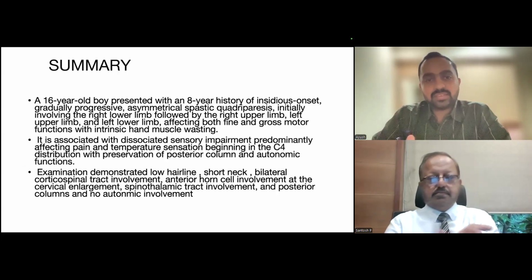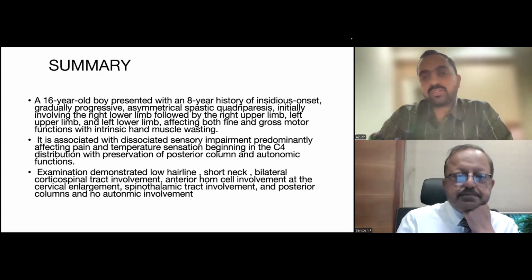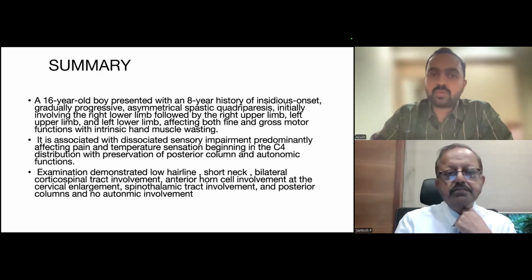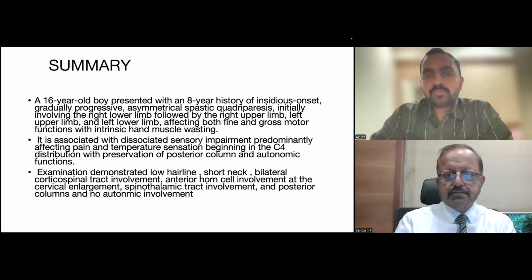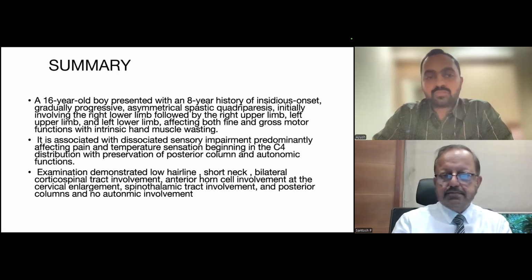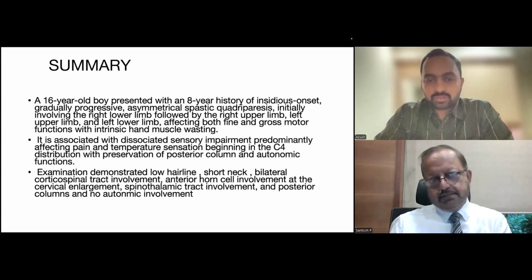So to summarize, a 16-year-old boy presents with an 8-year history of insidious onset, gradual, progressive, asymmetrical spastic quadriparesis, initially involving the right lower limb, followed by the right upper limb, left upper limb, and left lower limb, affecting both fine and gross motor functions with intrinsic hand muscle wasting, associated with dissociated sensory impairment, predominantly affecting pain and temperature sensation, beginning in the C4 distribution with preservation of posterior column and autonomic functions.